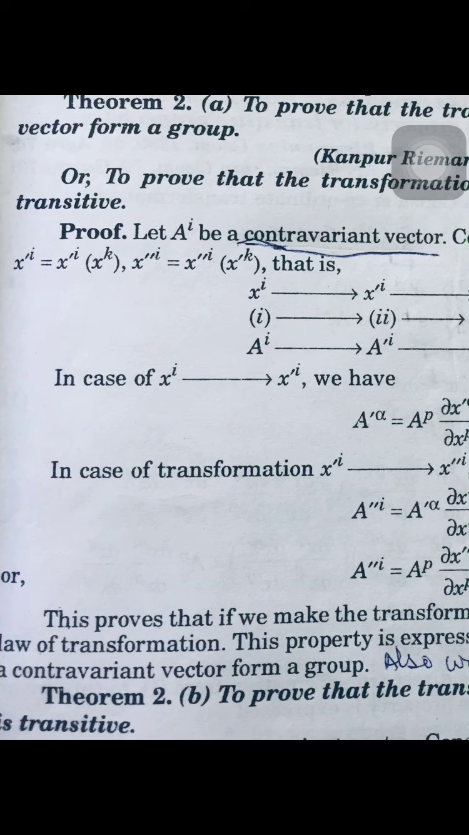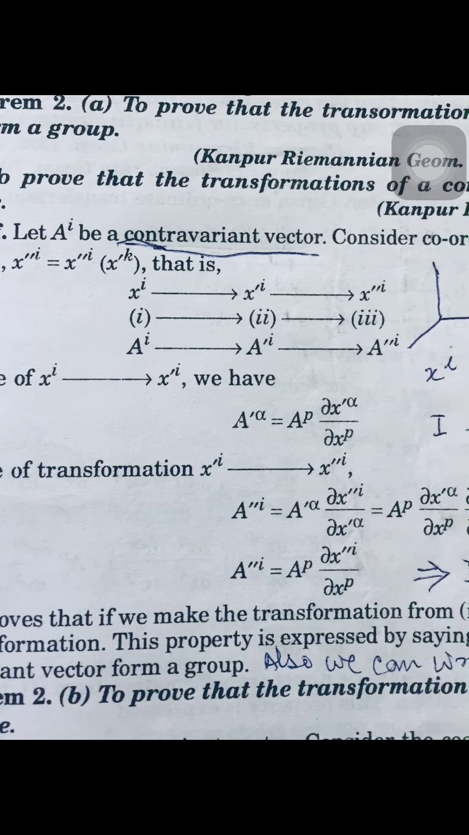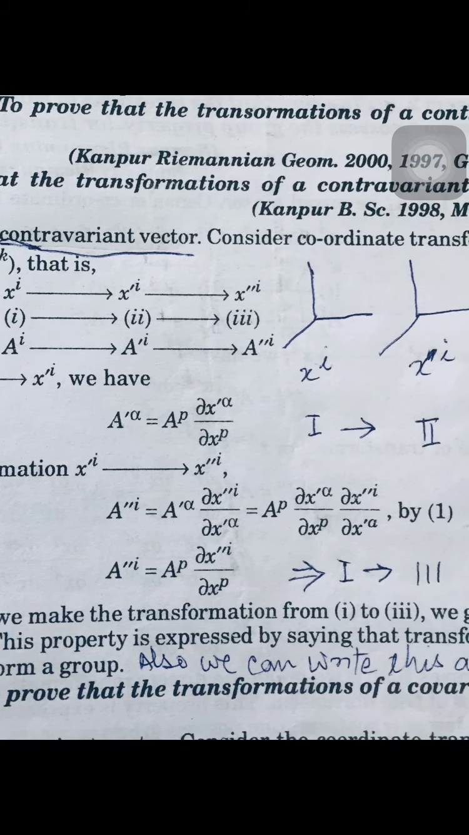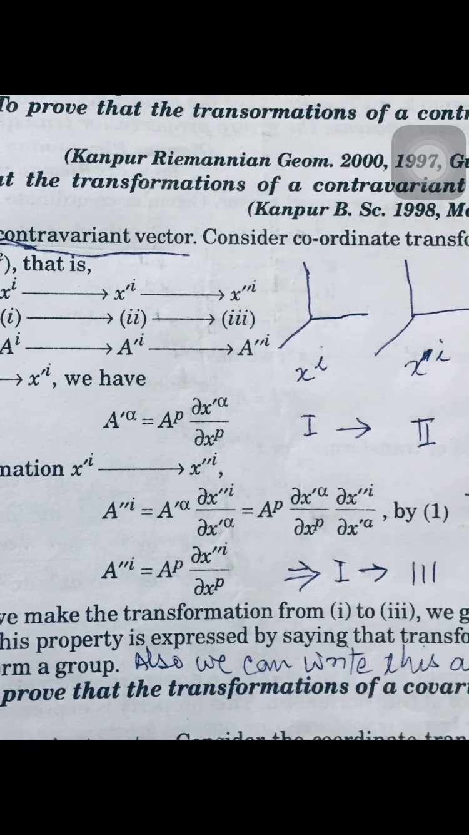So first we have taken, in case of x^i to x dash i, we define the relation from first to second. Here we mention also first to second. So A dash alpha, because we are taking a contravariant vector, so dash is coming into the numerator part. So this is the formula for a contravariant vector of order 1. We have only one component, del x dash alpha over del x p. So A dash alpha is related with A^p in this form.